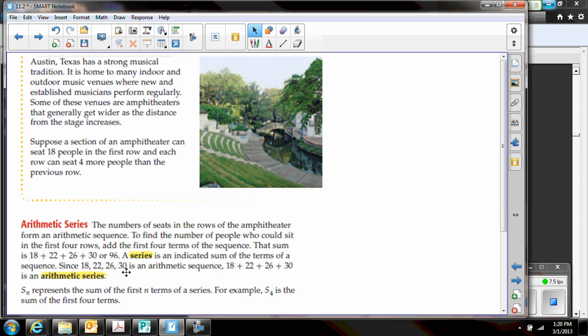However, when I take terms of a sequence and I add them together, that is when I get an arithmetic series. To denote an arithmetic series, we use the representation S sub n, and this represents the sum of the first n terms of any given series. So for example, S sub 4 would be the first 4 terms of that particular series, or in this case 18 plus 22 plus 26 plus 30.